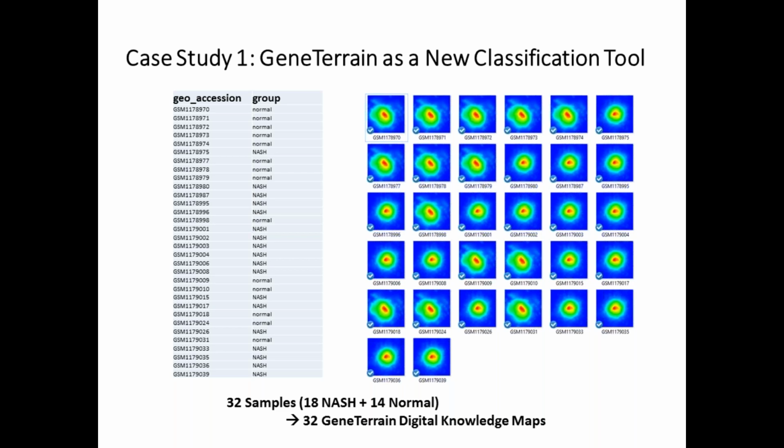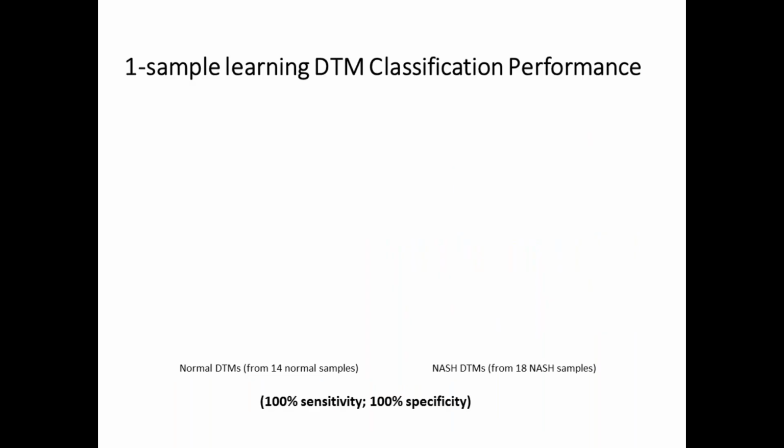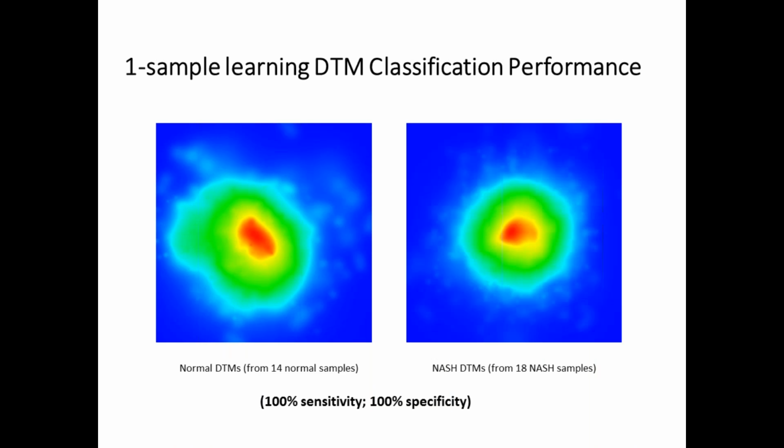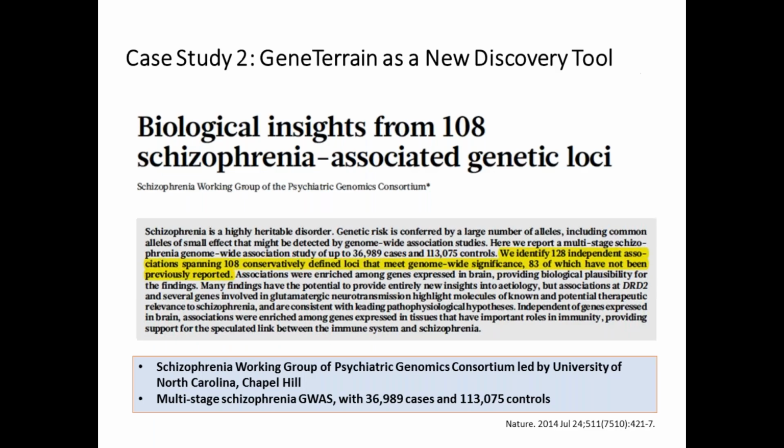And then on this map, we can show clear distance. In fact, if you were to do one sample learning, this is almost like a trivial case, 100% sensitivity and specificity. Okay, let's go to another example. That's the last one, I promise.